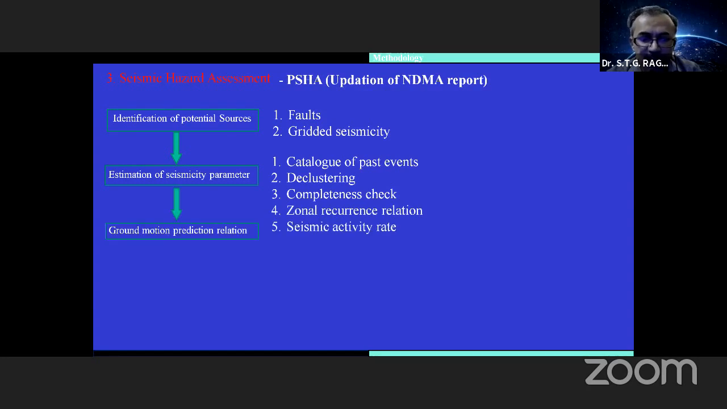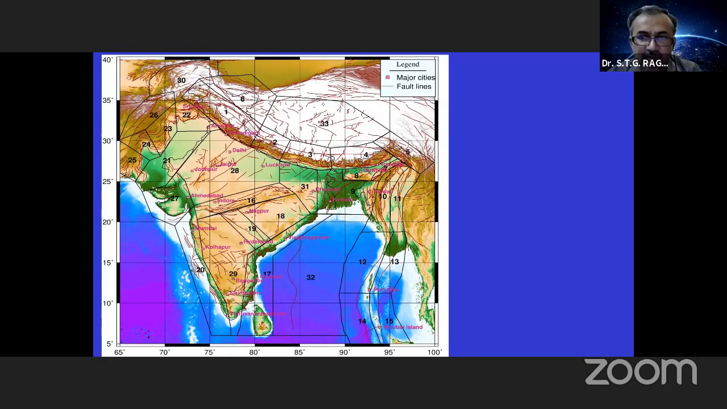And then the next step is the ground motion prediction equations. These are simple equations which give the PGAs as a function of magnitude and distance. And finally, you integrate all these things in the total probability theorem and get the seismic hazard curves. So these are the broad steps in seismic hazard analysis. And this is the first one, that is a listing of all the potential sources.